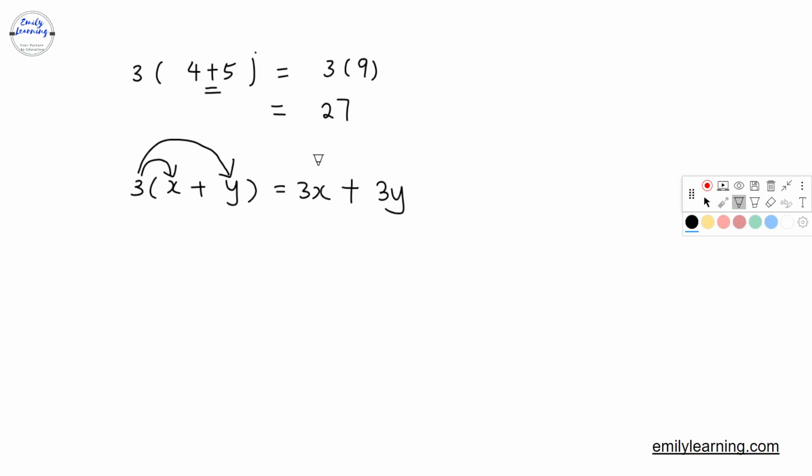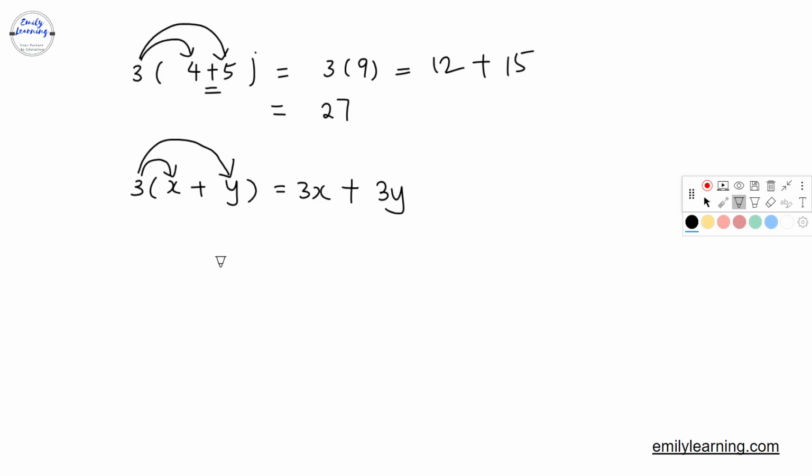If you look at it, it is the same. We get the same result if we take 3 times 4, which is 12, plus 3 times 5, which is 15. It will also give us 27. In other words, this way of doing the expansion is valid. Whenever you have algebra and you cannot simplify the bracket into a single term, you need to multiply the number outside to every single term inside.